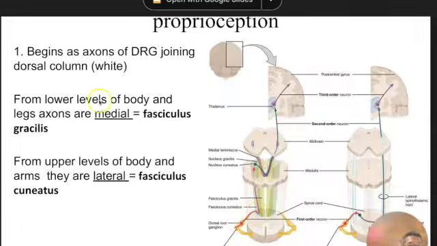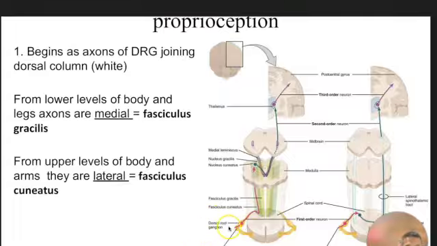From the lower level of the body and the leg, axons are medial, in the fasciculus gracilis. The medial part, fasciculus gracilis. So this is an extension of the nerve, part of the spinal column. From the upper level of the body, they are lateral, which is called the fasciculus cuneatus. So cuneatus is on the side.